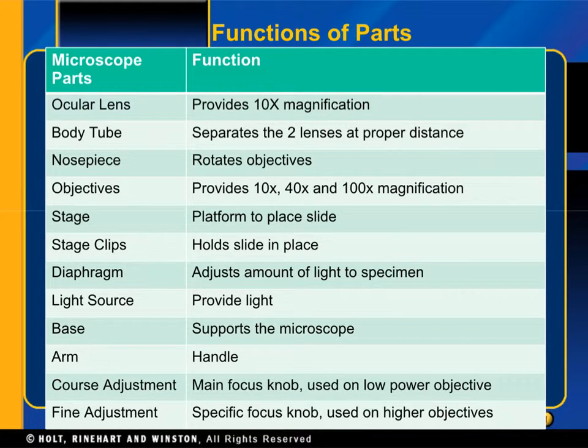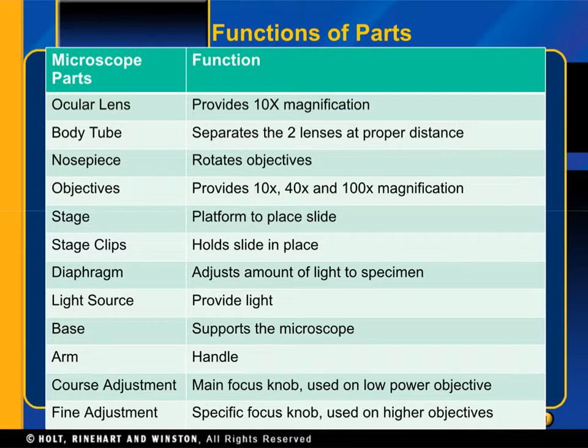Okay, so there are 12 main parts of the microscope. So on your chart, please write in the function of what these parts do, and then after that we will look at what these parts look like on the microscope diagram. So our first part that you need to know is called the ocular lens. This is also called the eyepiece, and that provides a magnification. There's a lens up at the top of the microscope, and that lens is always going to be a 10 times lens. The body tube is next.